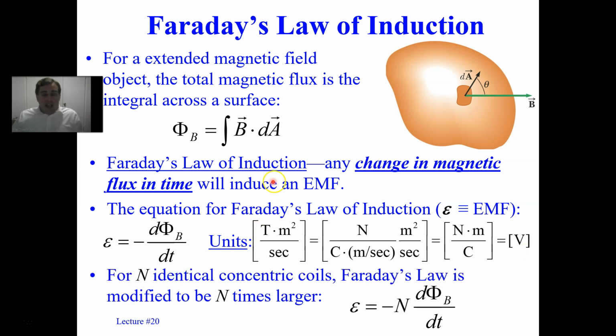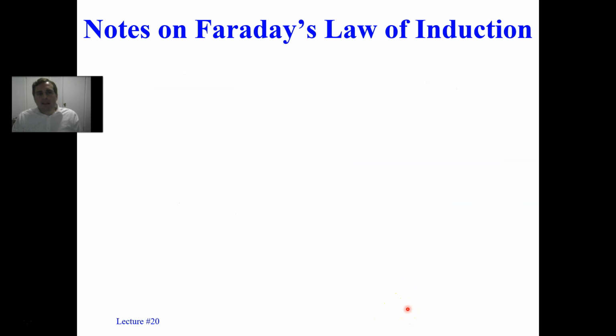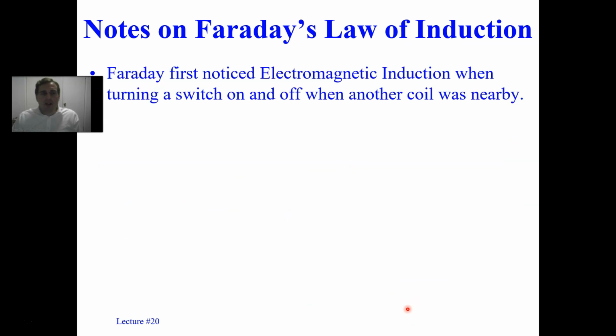Now, by the way, if you have, say, N identical coils or turns or loops, Faraday's law is just modified to be capital N times larger. So we just multiply by capital N on the right-hand side. So let's make some important notes on Faraday's law.